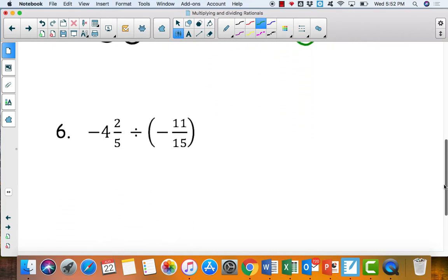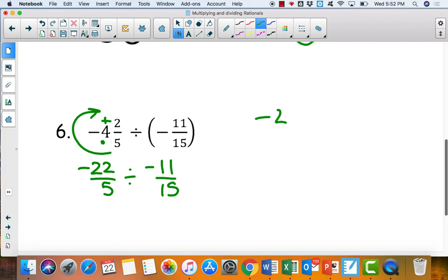All right, number 6. Oh my gosh, I can't divide these fractions because my first one isn't a fraction. It's a mixed number. I have to fix that. All right, 4 times 5 is 20 plus 2 is 22. I have a negative 22 fifths, divided by a negative 11 fifteenths. Well, I need to remember that we don't divide fractions. Instead, we multiply by the reciprocal.